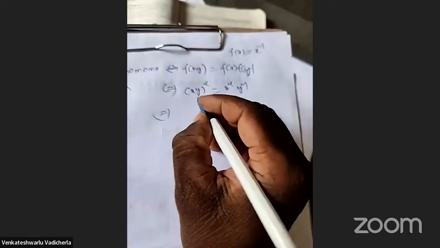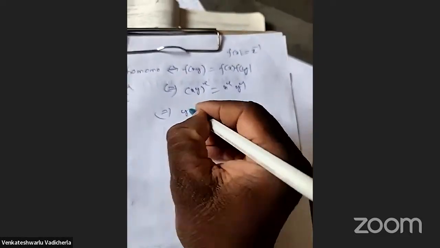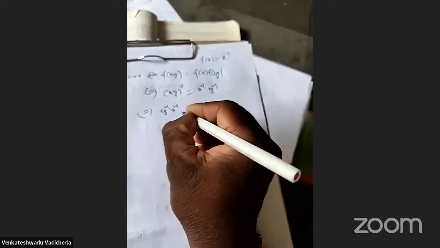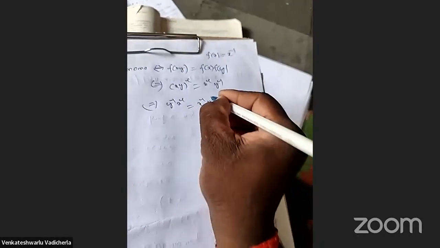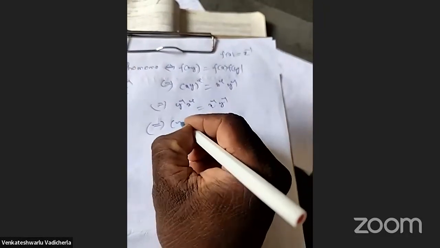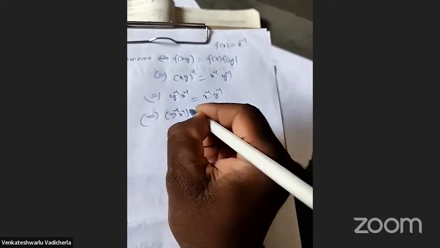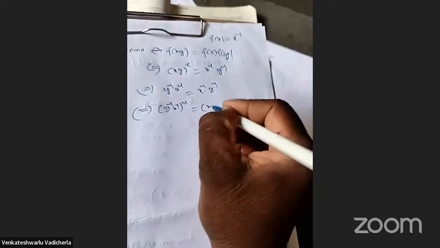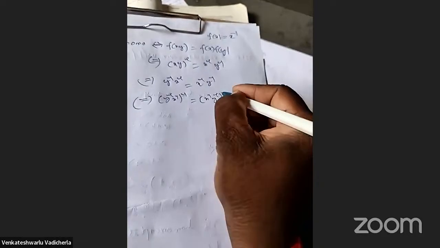So according to this property, xy whole inverse is y inverse x inverse. So x inverse y inverse is the same. Now the concept is to apply inverse on both sides. So y inverse x inverse whole inverse, and this is x inverse y inverse whole inverse.